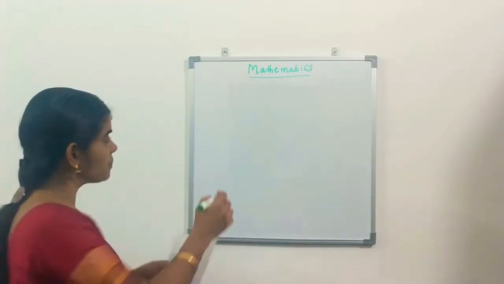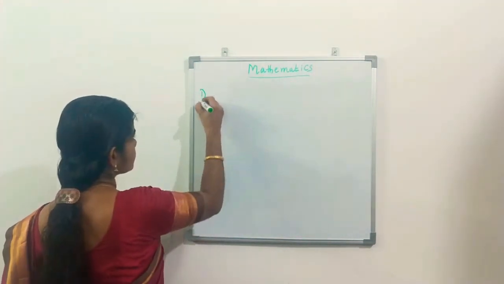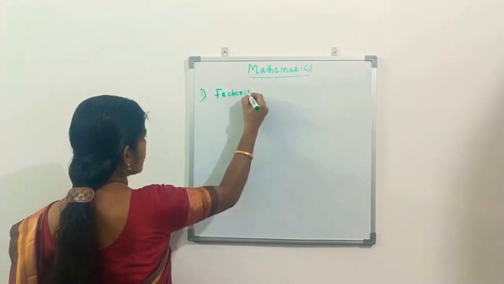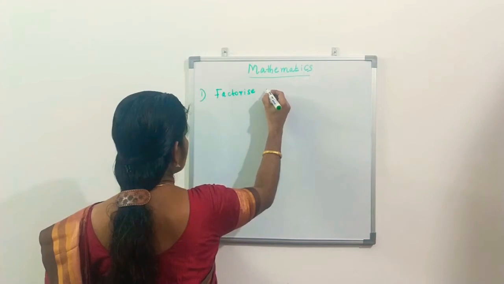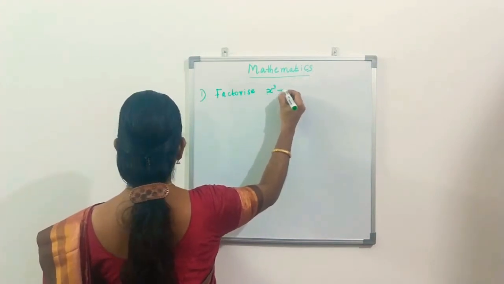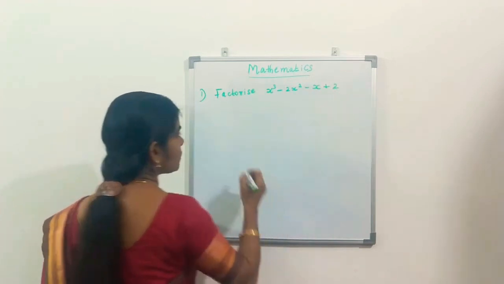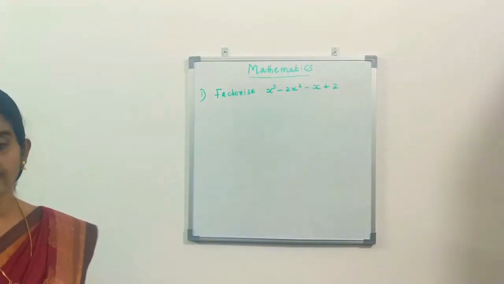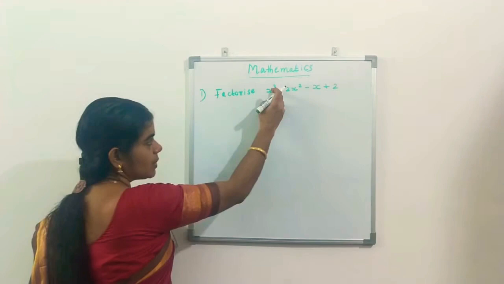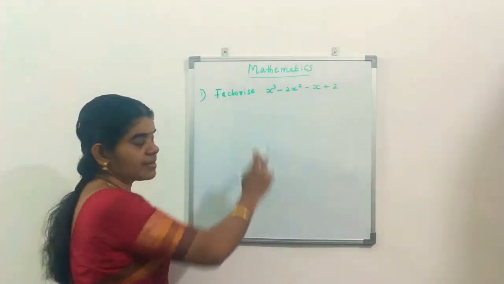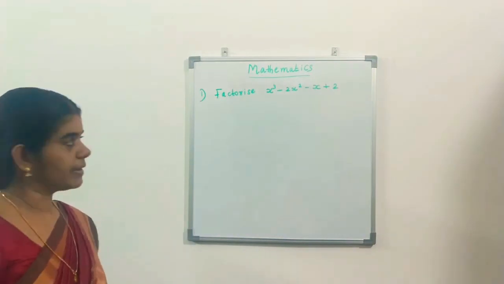First question, factorize x cube minus 2x square minus x plus 2. This is the polynomial. Here the highest power is equal to 3, therefore it is a cubic polynomial. Next we are going to factorize this. You will get three factors.